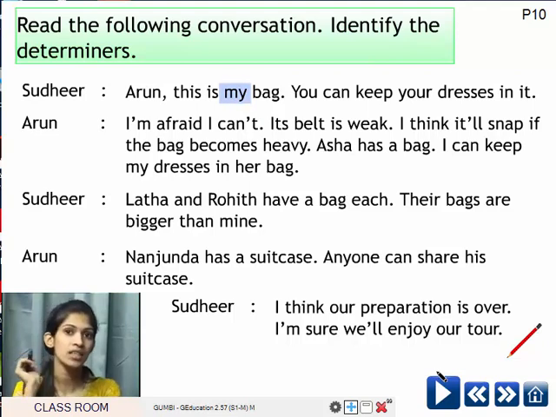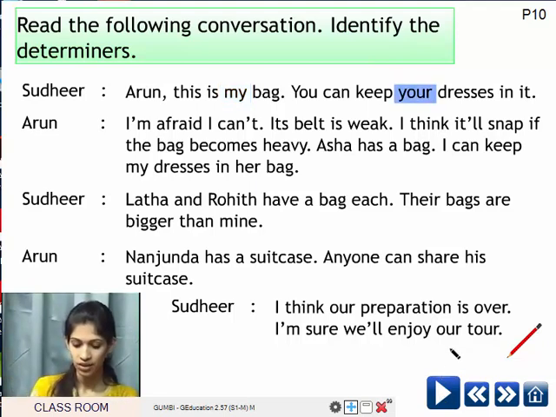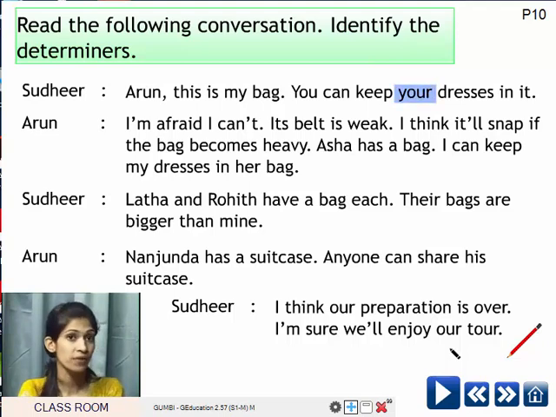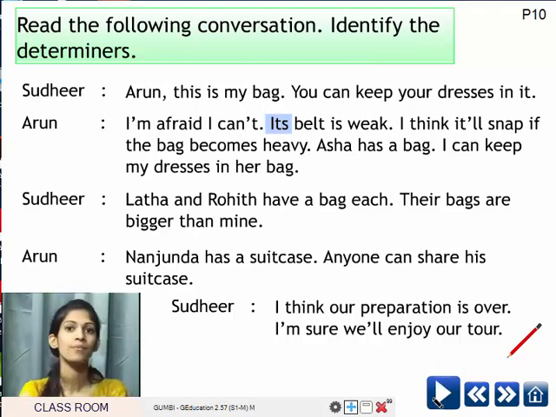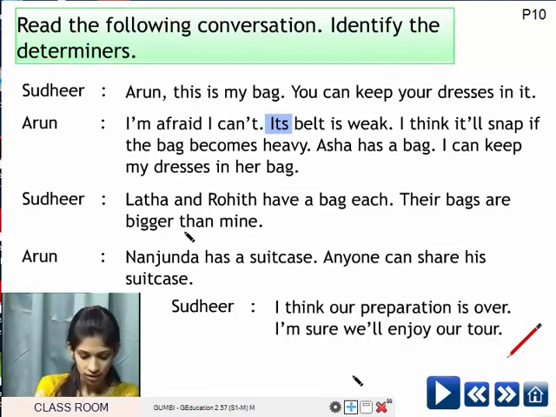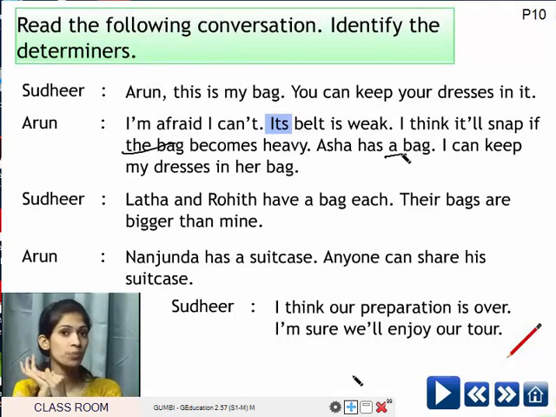So now what you have to do is identify the determiners. The first sentence is: Arun, this is my bag. Which is the determiner here? Yes, my. My is the determiner. Next is: you can keep your dresses in it. Tell me which is the determiner here? Yes, your. Next: I'm afraid I can't. Its belt is weak. In this, which is the determiner? Yes, its.